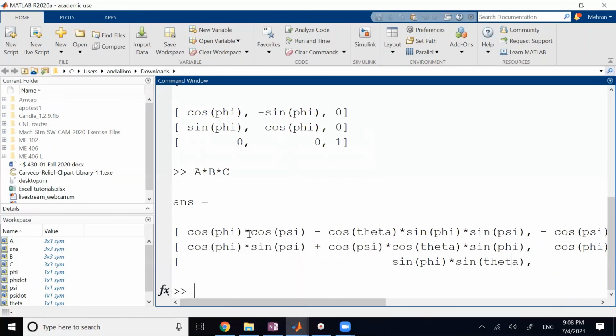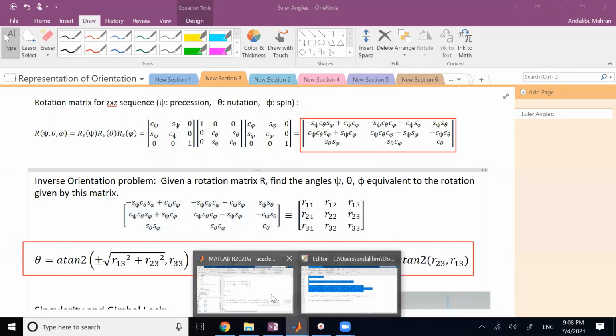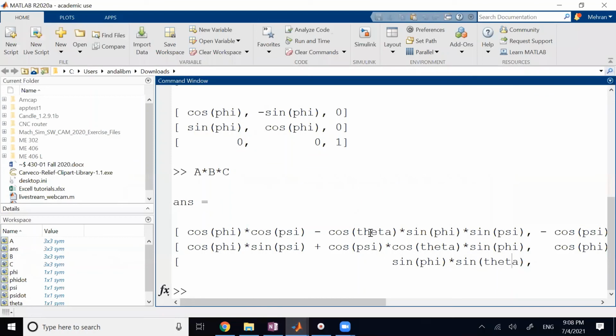Or this element here is cosine phi, cosine psi, correct? Cosine phi, cosine psi, look at it: cosine phi, cosine psi minus sine psi, cosine theta, sine phi. And that is this one here, negative cosine theta, sine phi, sine psi.